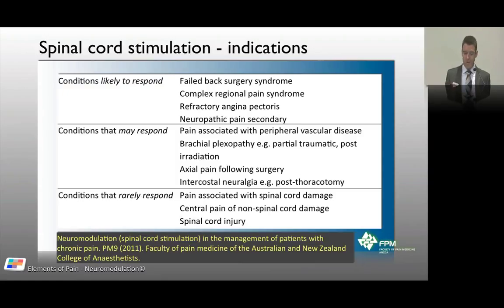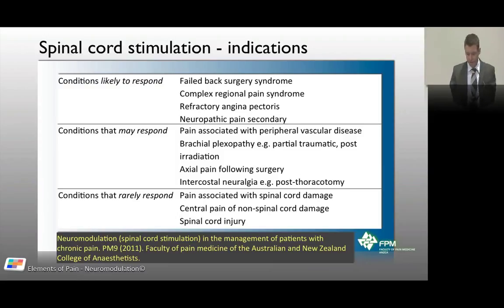And then may respond, you've got peripheral vascular disease, brachial plexopathy, axial pain following surgery, so failed back surgery with axial pain. However, new techniques for stimulators now are such that they may actually get cover, so that painting over of the axial back pain with new types of stimulators. So we may be seeing more stims for axial back pain following failed back surgery.